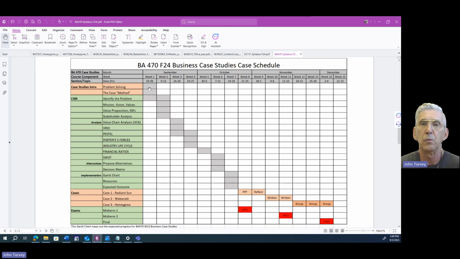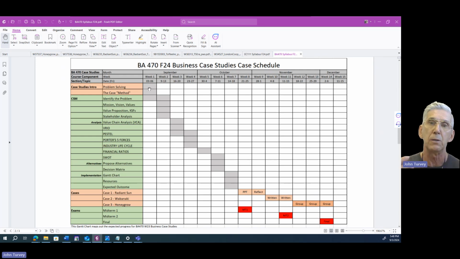We're going to look at what's involved: what's the mission, what are the values, what are the goals of the company, who are the stakeholders, what is their value proposition, what are they offering, and what's good about it. That's the first part we're going to do.